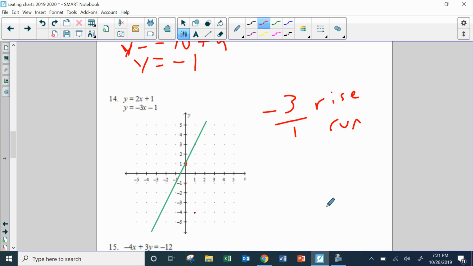Now, if you understand this, great. If not, don't worry about it. Instead of doing -3 over 1, I could have also done +3 over -1, which means I would have gone up 3 and left 1. So from this spot I could have gone up 1, 2, 3, and then over 1 to right here. I'm just going to put another dot there because that's going to help me make a straighter line.